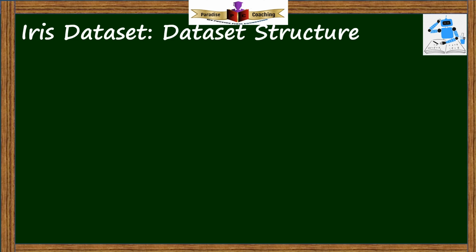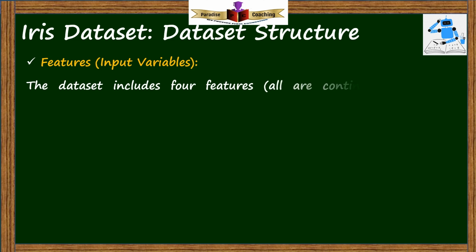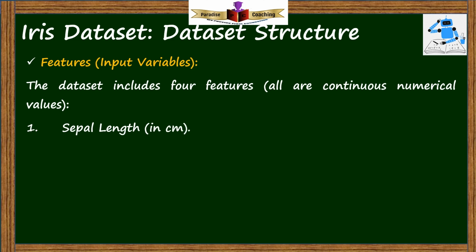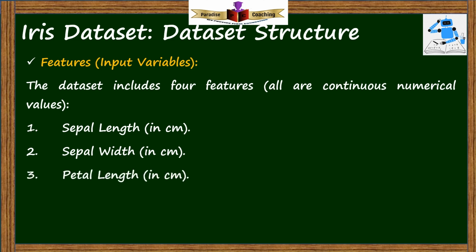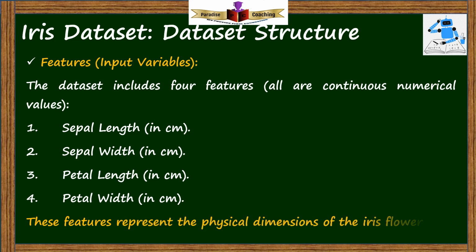Iris dataset, dataset structure. Features, input variables. The dataset includes 4 features. All are continuous numerical values. One, sepal length in cm. Two, sepal width in cm. Three, petal length in cm. Four, petal width in cm. These features represent the physical dimensions of the iris flowers.